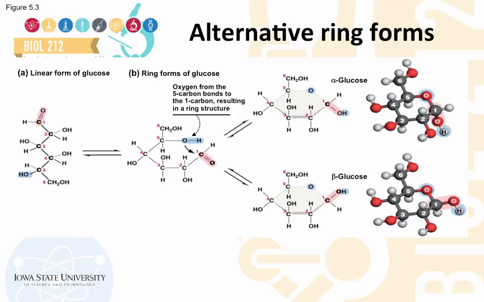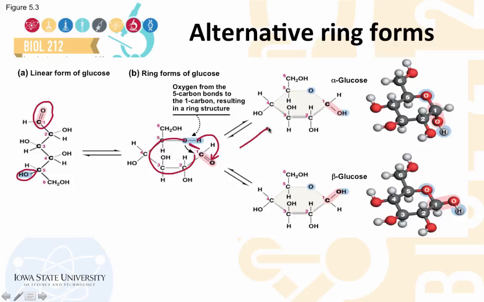Sugars can also exist in alternative ring forms, as shown in this image, where the carbonyl group on carbon 1 reacts with the hydroxyl group on carbon 5 to form a ring structure when a proton is transferred to the oxygen atom on carbon 1 and a bond is formed between carbon 1 and oxygen on carbon 5.